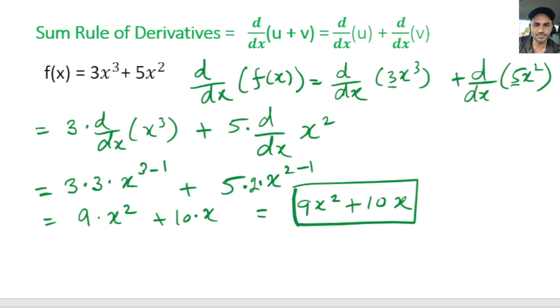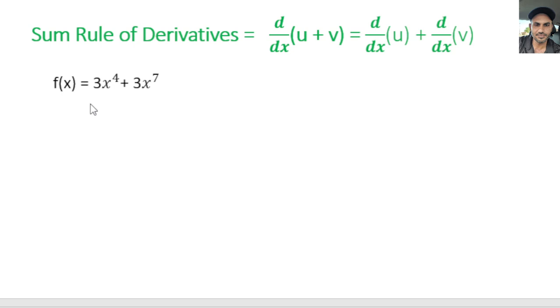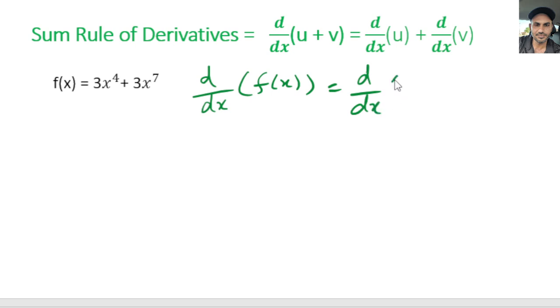Now let's go ahead and do one more example. Here we have a function, similar function, and we want to take the derivative of this function. So what we do, we write d over dx, the derivative of f of x, equals the derivative of each term. So d over dx of 3x to the 4 plus d over dx of 3x to the 7.